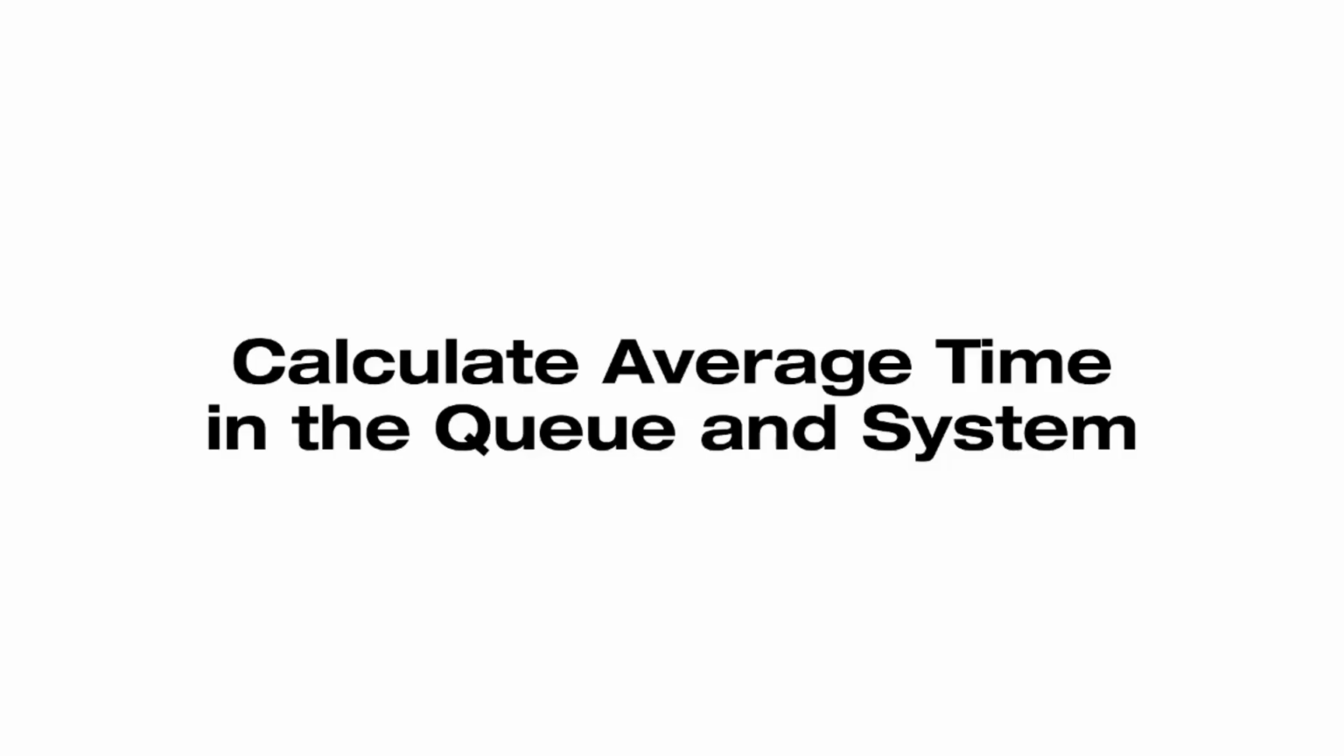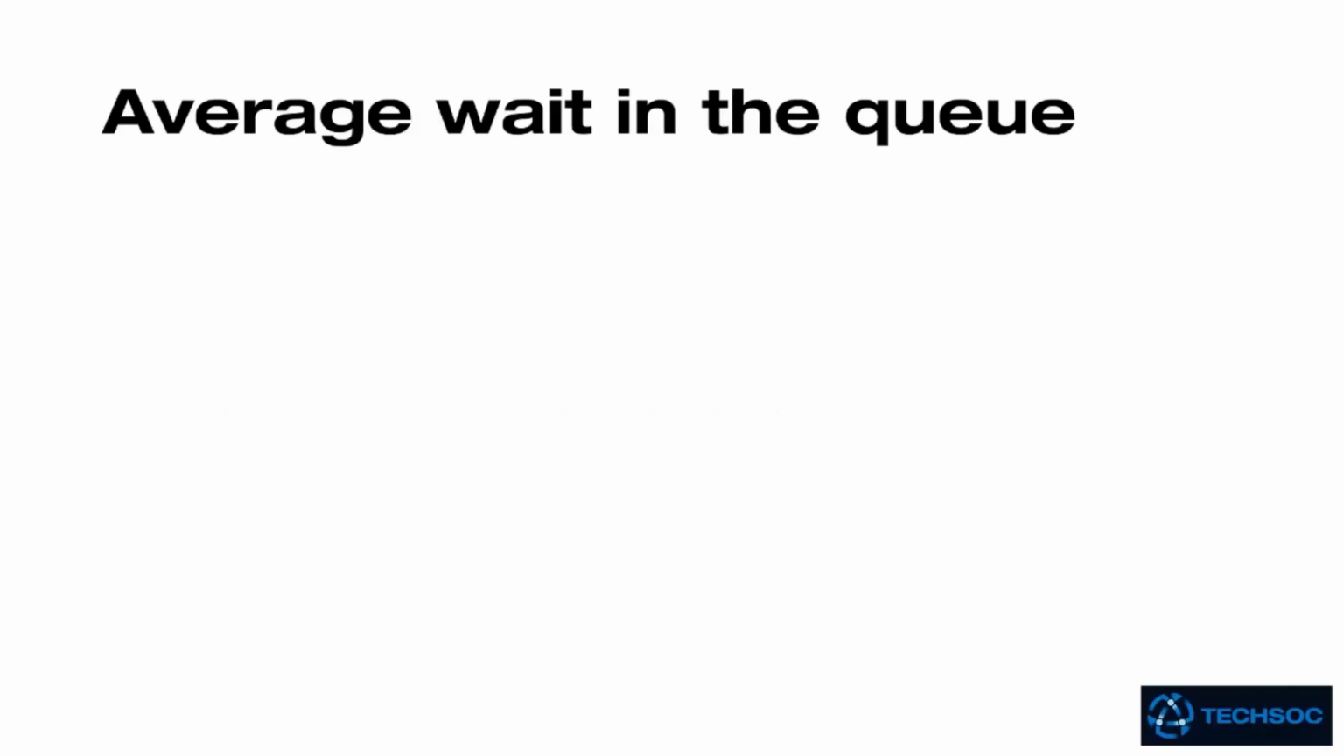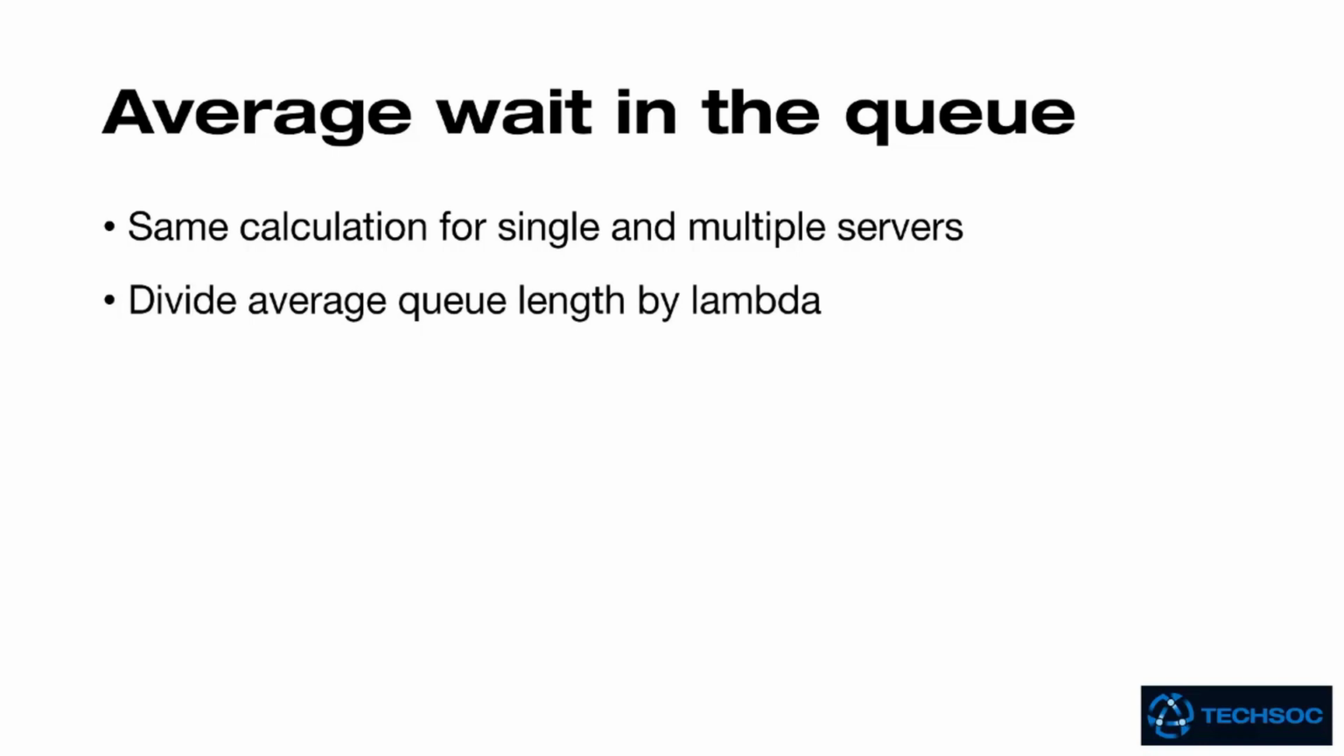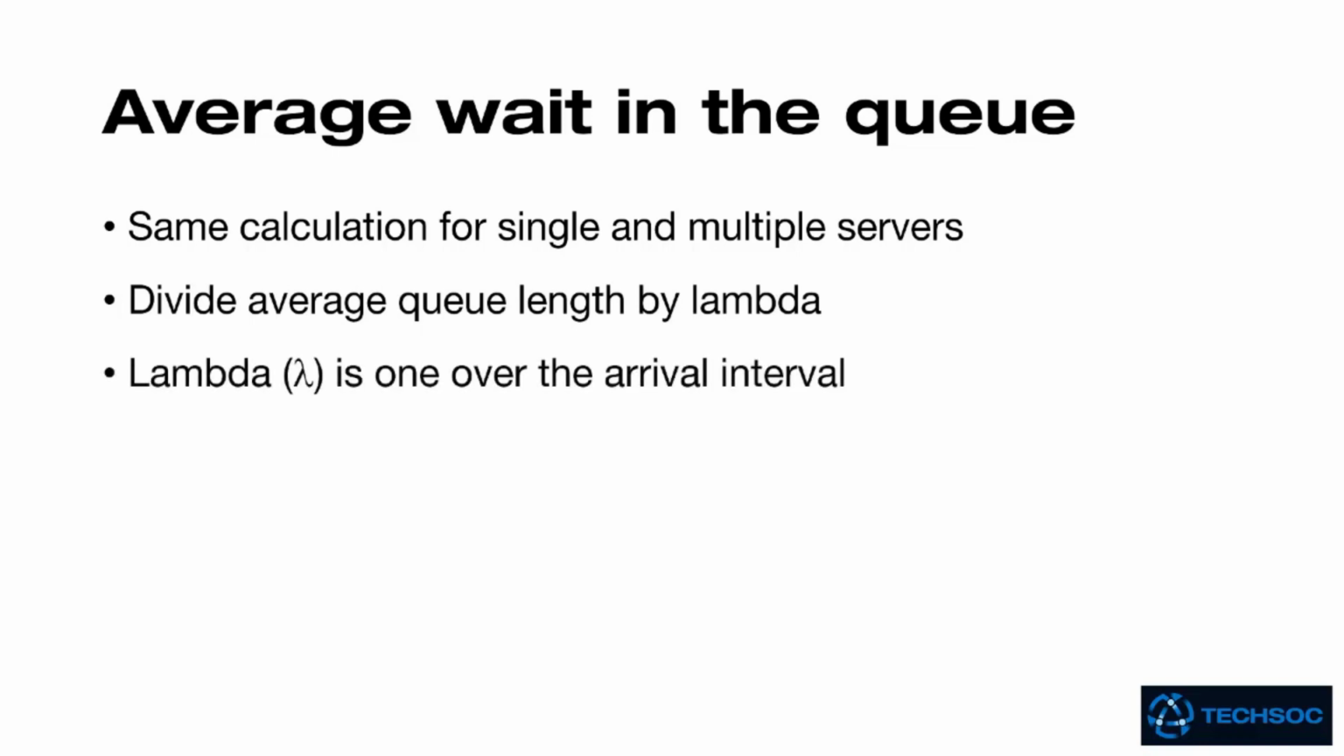With all the previous calculations in place, we can now calculate the average time that customers will spend in the queue and in the system. To calculate the average wait in the queue, we will use the same calculation for single and multiple servers. Basically, we will divide the average queue length by lambda, and remember that lambda is 1 over the arrival interval. And here's what that formula looks like.